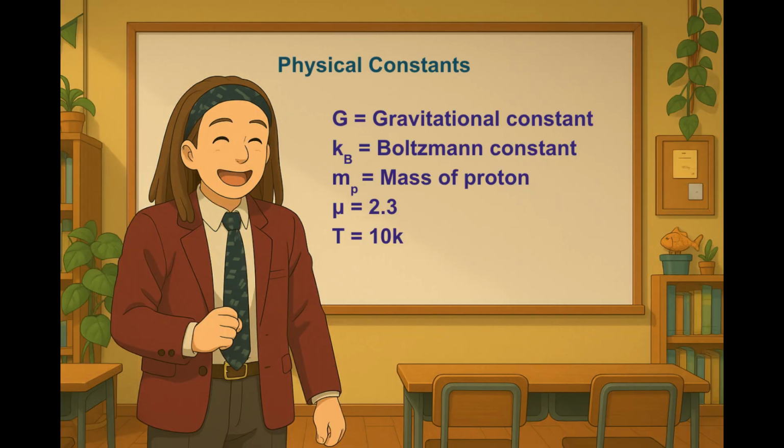We'll use some fundamental constants: the gravitational constant, G, Boltzmann's constant, k_B, and the mass of a proton, m_p. Since interstellar gas is mostly molecular hydrogen, we'll assume a mean molecular weight, mu, of 2.3. Crucially, for cold interstellar gas clouds, we typically assume a very low temperature, T, around 10 Kelvin. This is a common and necessary assumption in these types of problems when temperature isn't explicitly given.